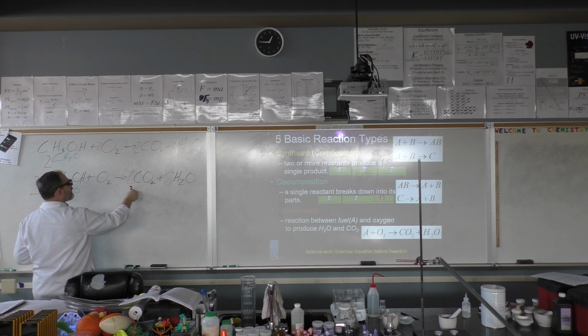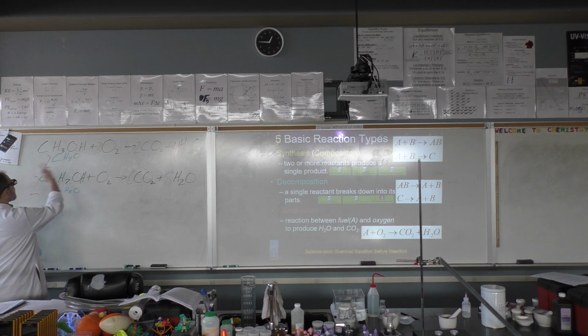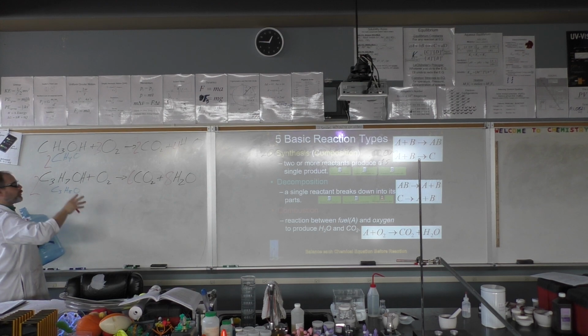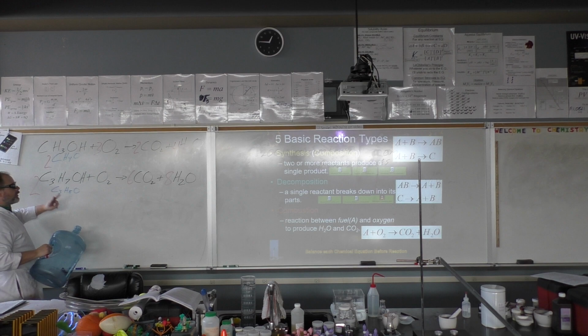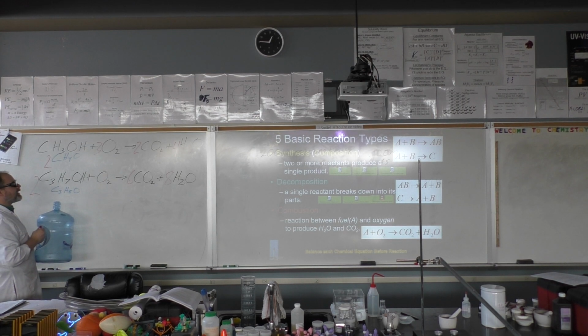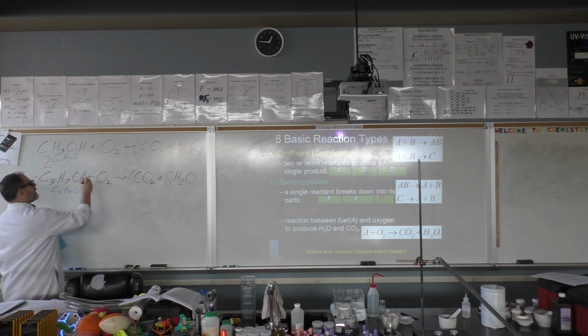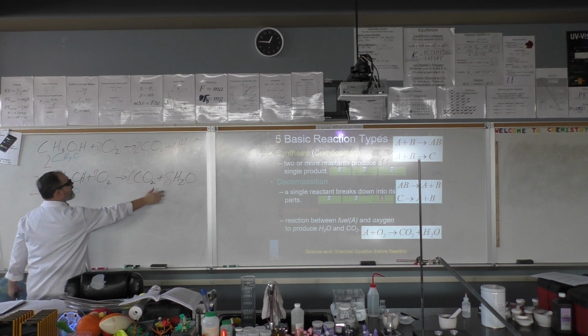Okay, so 12 oxygens, 8 oxygens for a grand total of 20, which means this side has to have a grand total of 20. How many are in the isopropanol? 2, which means oxygen has to be 18, and to make it 18, we'll make it a 9. So the ratio here is going to be 2, 9, 6, 8.